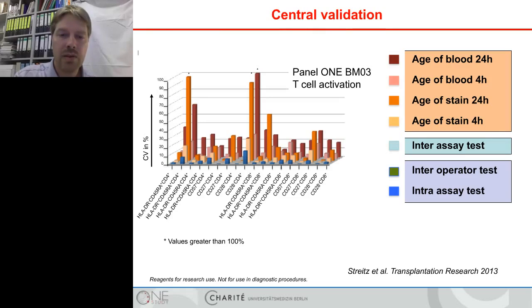So you have here a small increase of the CV within 4 hours of the preparation after donation of the blood, but a really high increase of the CV after 24 hours. At least we decided then that we have to stain the material within 4 hours after the donation of the blood, and we have to measure all the samples also within 4 hours after the preparation of the sample.